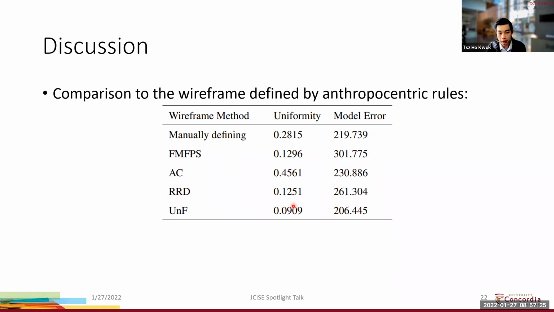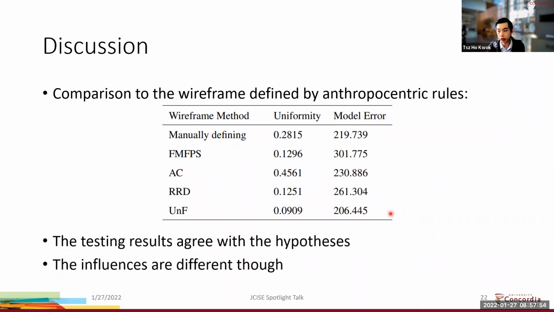But there's one funny observation: using the uniformity segmentation, you're actually getting a lower error compared to using the semantic meaning definition of the wireframe. So we do find some methods can produce a better error, but definitely it's not enough. We need a particular segmentation method created specifically for learning performance. There is also the observation that the testing results in general agree with the hypotheses that we made, but the influence of each of them is different.